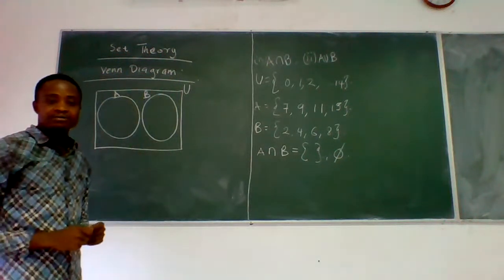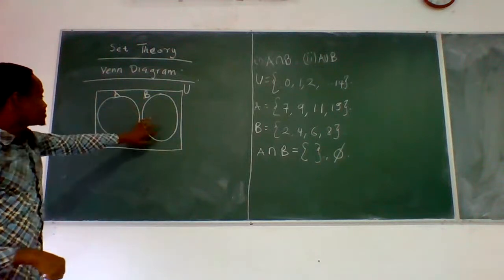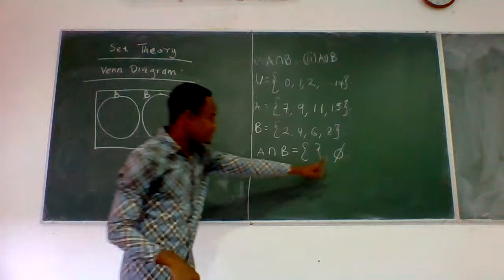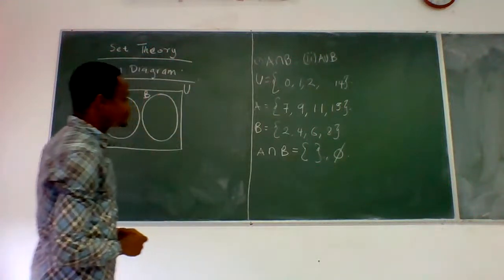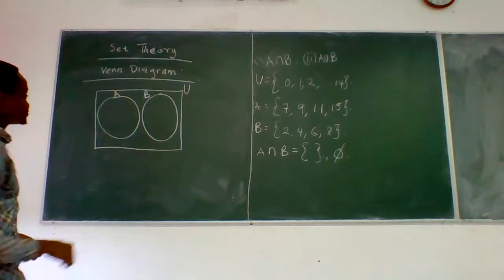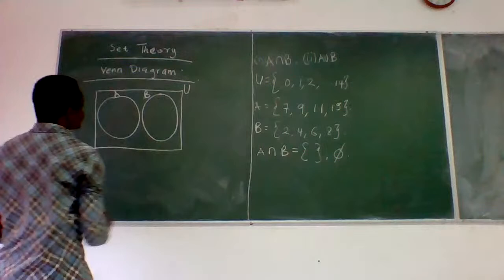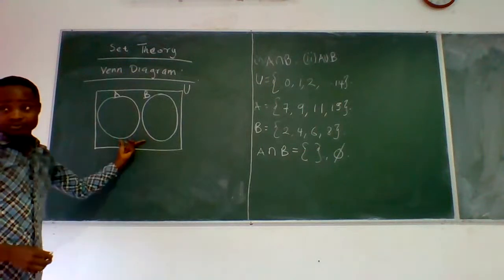Okay, so who can tell me why you have a disjoint set over here? Because we are not having the intersection. So when you look at this one, we have A intersection B to be an empty set. So we have this disjoint set. So if we want to represent our problem in a Venn diagram, this is how it will look.